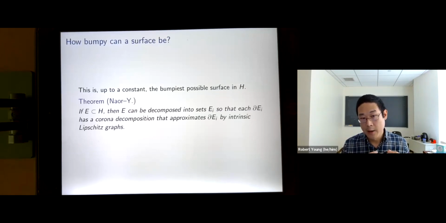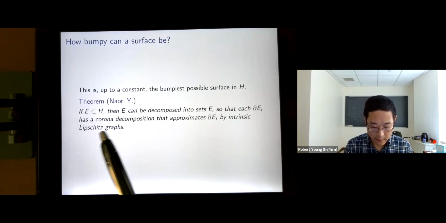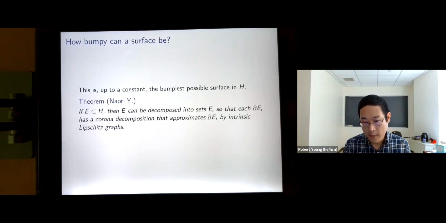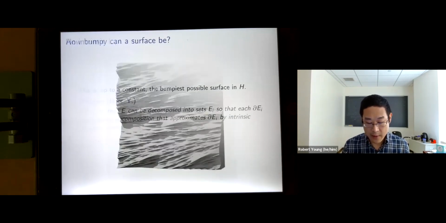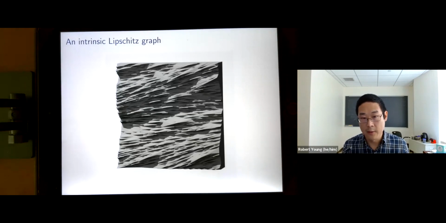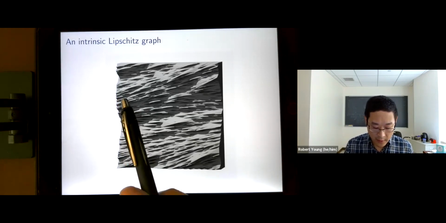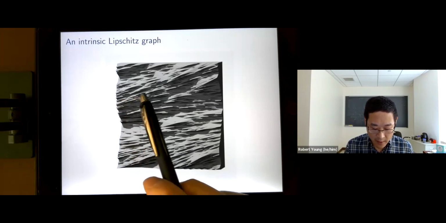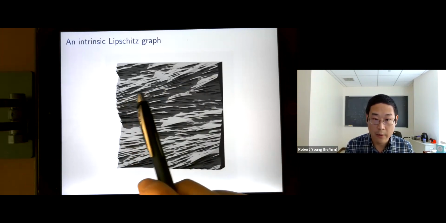First, you can decompose an arbitrary surface in the Heisenberg group into what are called intrinsic Lipschitz graphs. These are like Lipschitz graphs, like graphs of Lipschitz functions in Euclidean space, except they have to take into account the geometry of the Heisenberg group. Specifically, these are graphs which vary relatively slowly in horizontal directions.